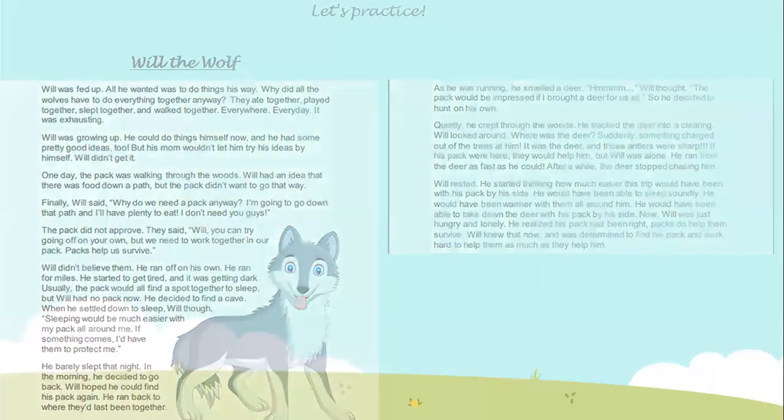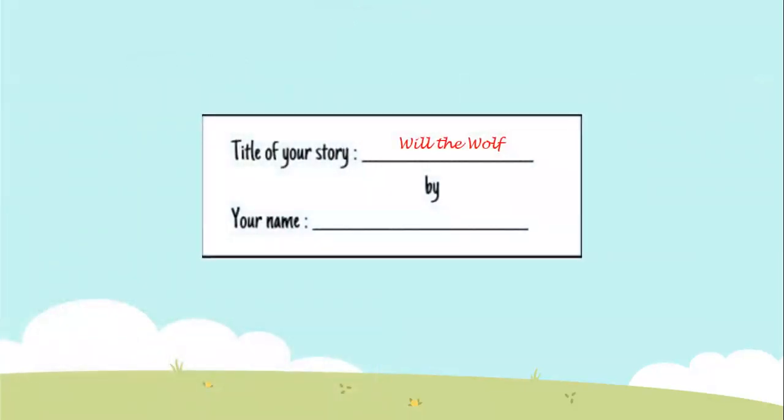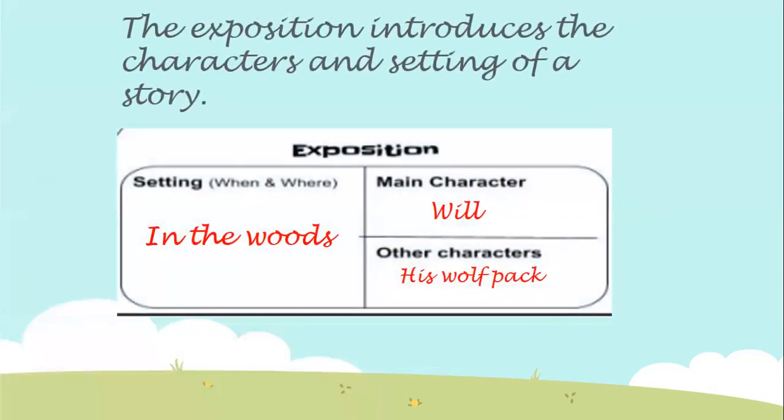Okay, so I'm just going to take the graphic organizer we saw earlier, and I'm going to fill in a little bit at a time. There's a part of the organizer where you fill in your title, and so I wrote Will the Wolf, and then of course you would write your name. Towards the bottom is something called the exposition. The exposition introduces the characters and the setting of a story. So my setting is in the woods. My main character is Will. And then I could put down maybe his wolf pack as other characters in the story.